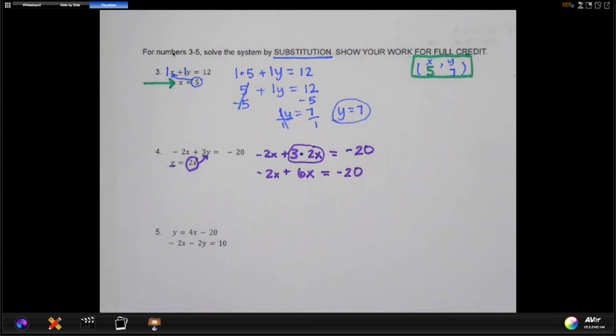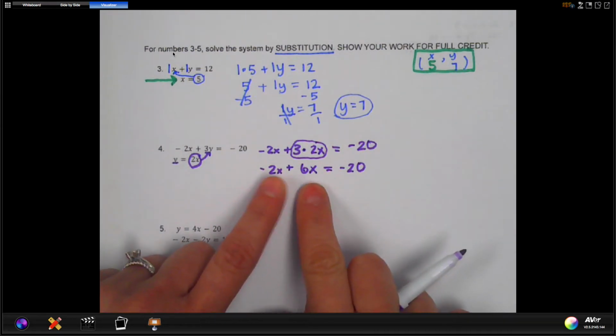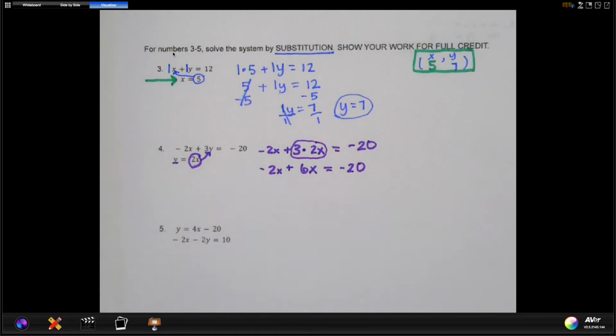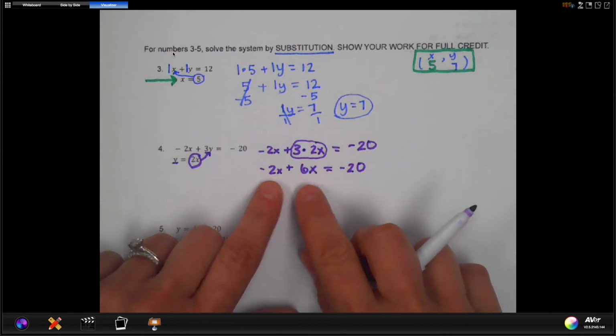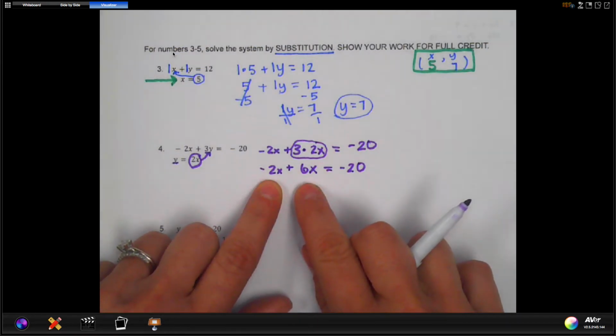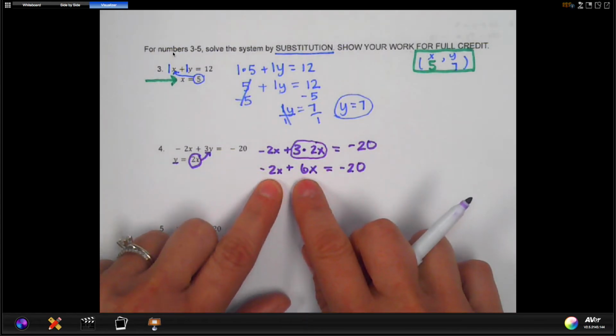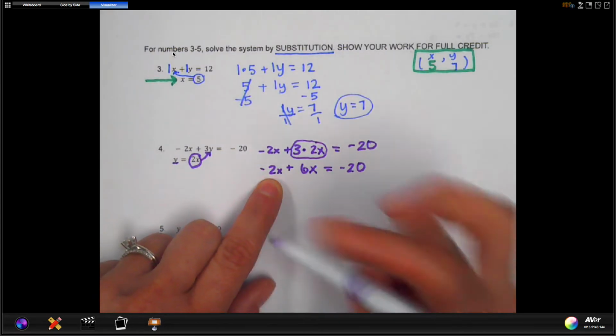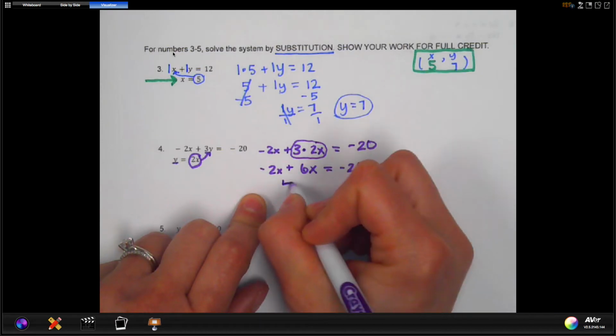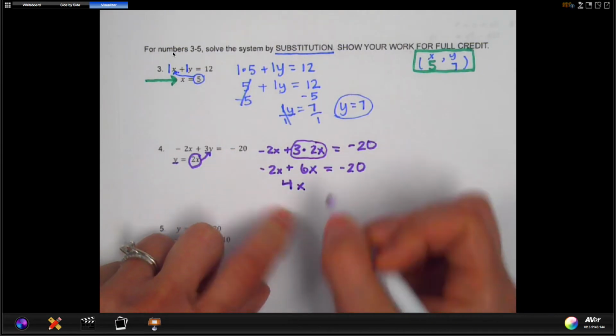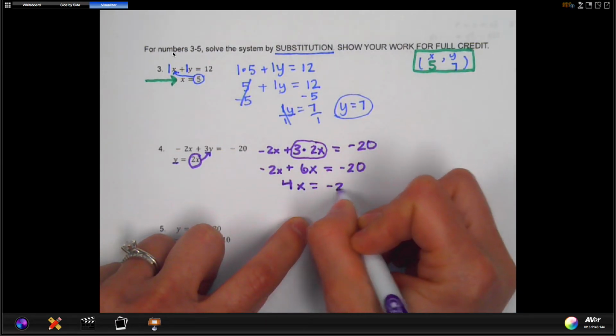Okay, so now you take a look, you still have 2 x's in here. So your choice is to either cancel one out or add like terms. Since they're both on the same side of the equal sign, we're going to add like terms. So negative 2x plus positive 6x gives us positive 4x equal negative 20.